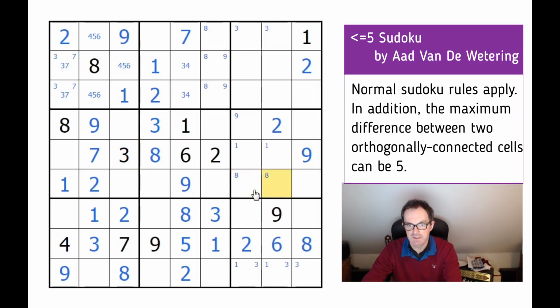Can't put the 3 next to the 9. So is this a 3-8 pair? Well, it is, except we can't put a 3 next to that 9 either. So that's a 3. That's an 8. That can't be a 9. This can't be a 3 anymore. The 8s are shifted over into one of these two positions.